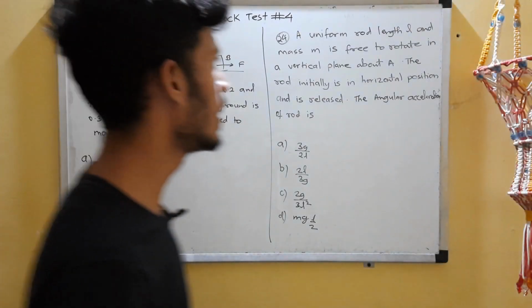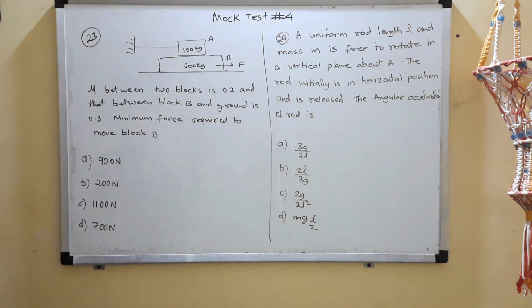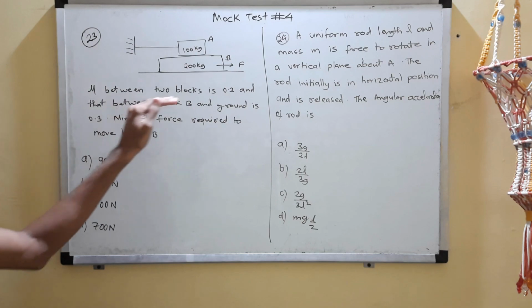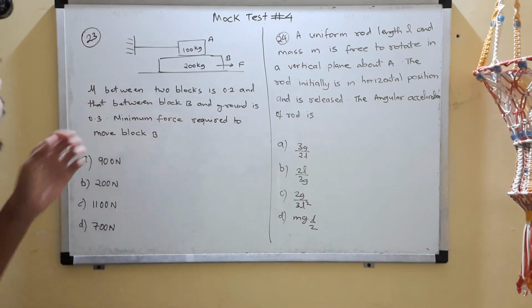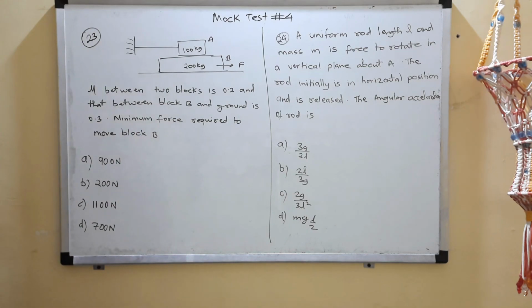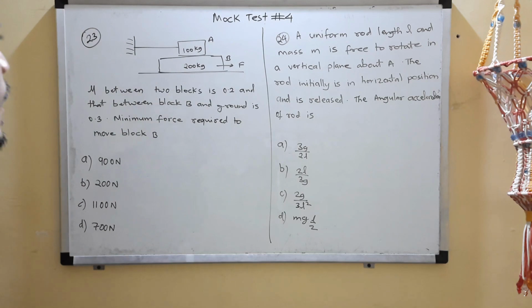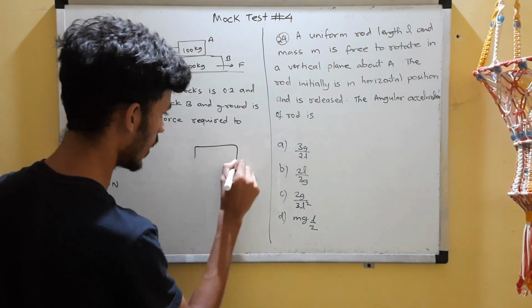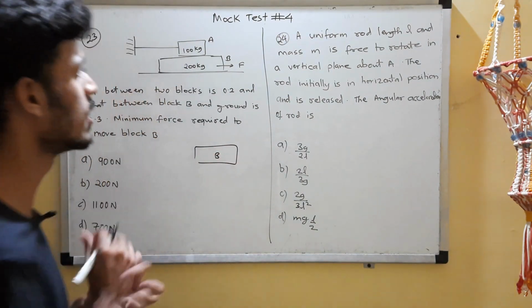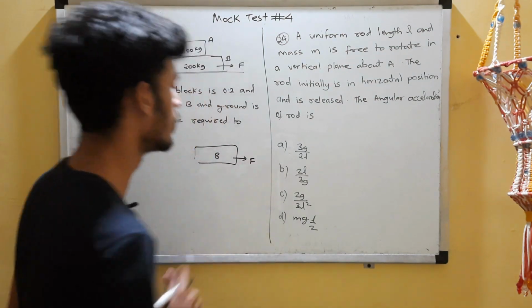So questions 23 and 24 over here. In question 23, we are given a block over block system like this. Mu between the two blocks is given as 0.2 and mu between block B and the ground is given as 0.3. You are supposed to tell the minimum force required to move block B. Again, we are just supposed to draw the FBD for block B. You can easily see that we push it or pull it with the force F.